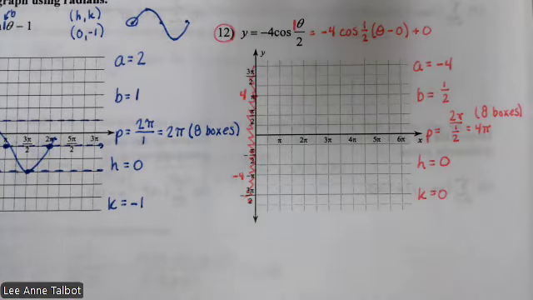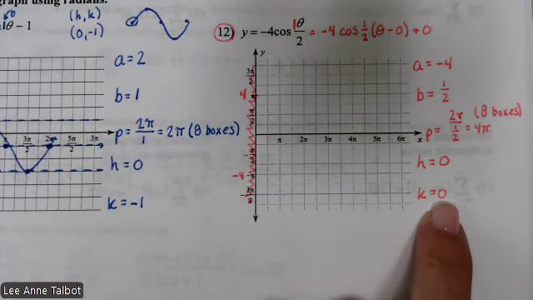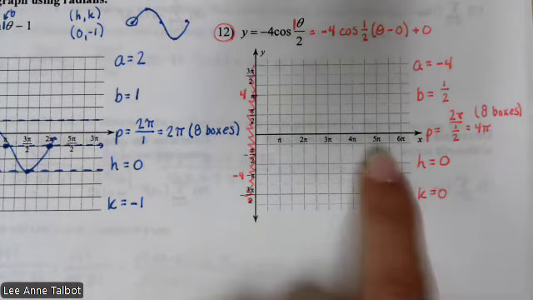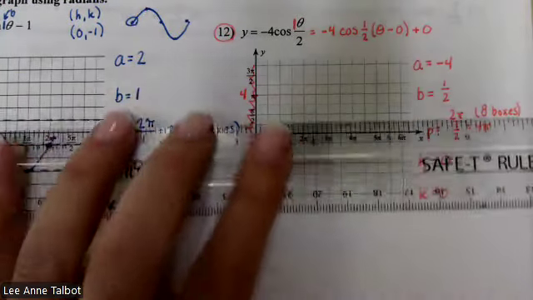Okay, anyway, so midline is 0, which is already bold, so I'm not going to draw that. Amplitude is 4.